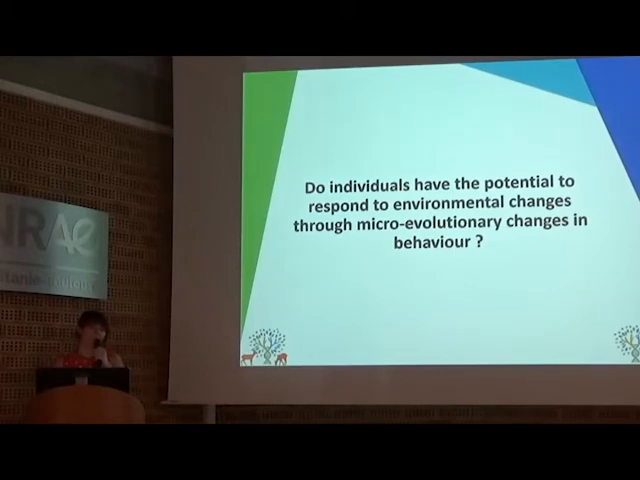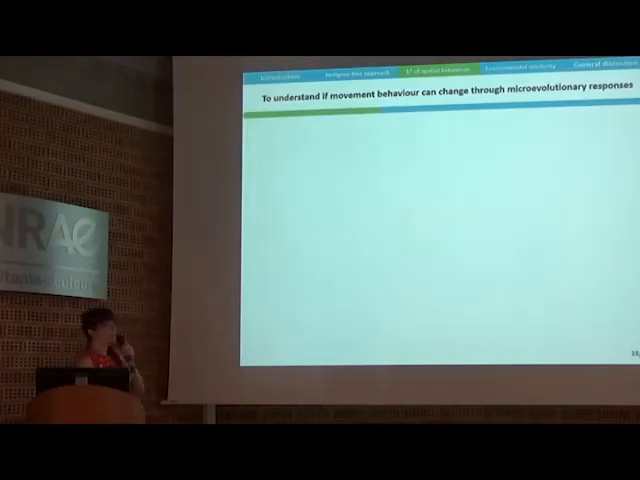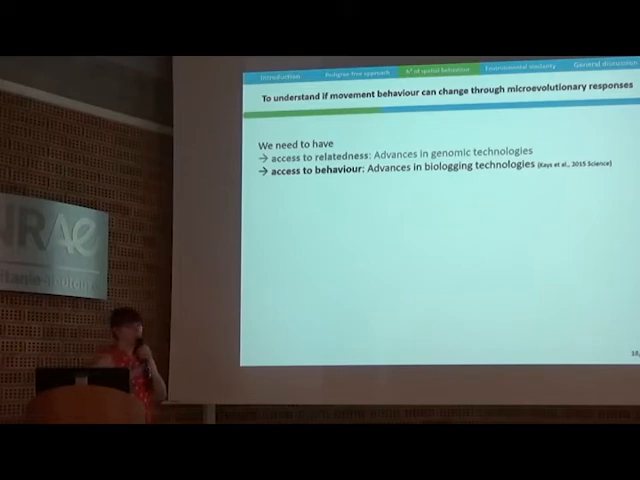The first aim was to calculate the heritability of body mass, but once we had done it, we wanted to calculate the heritability of movement behavior, just to understand if movement behavior can change through microevolutionary responses. To answer this, we need access to two things. First, we need relatedness, what I've shown you just before. But we also need access to behavior, and for this we use advances in biologging technologies.